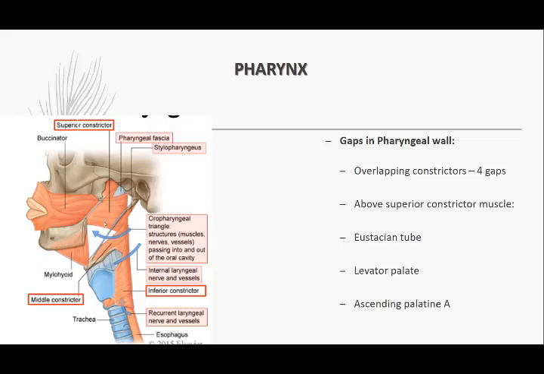This is the superior constrictor. This is the raphe, between the buccinator and the pharyngeal constrictor, the raphe that I just told you about. Okay, so through this gap you have the passage of the auditory tube or eustachian tube, the pharyngotympanic tube, plus the levator palatine muscle, plus the ascending palatine artery, going towards the palate. Is this clear, how the gap came about and what passes through it? Let's move ahead.